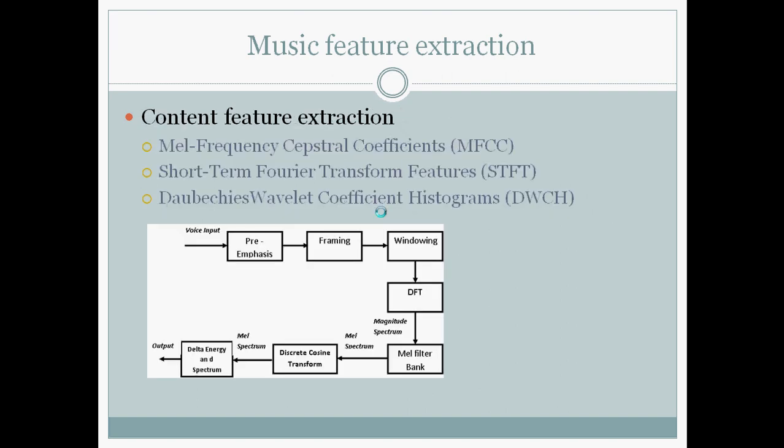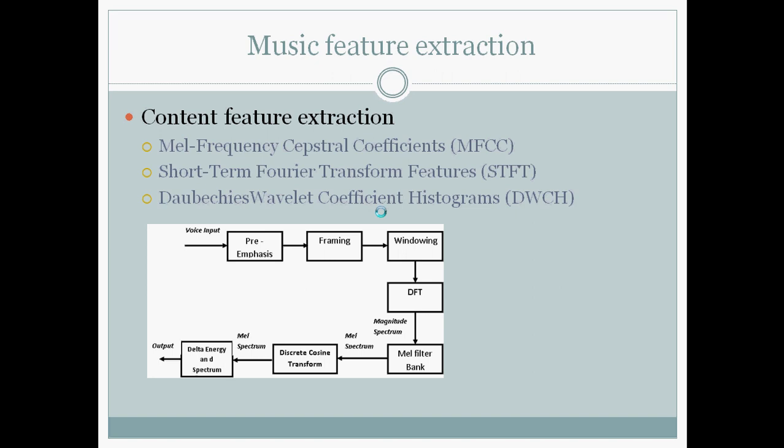Three algorithms can be used to extract the features from music. They are MFCC, STFT, and DWCH. The Mel frequency cepstral coefficients algorithm, which is the one used in this article, has 7 stages.